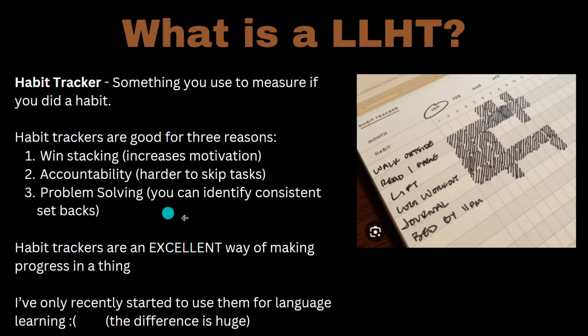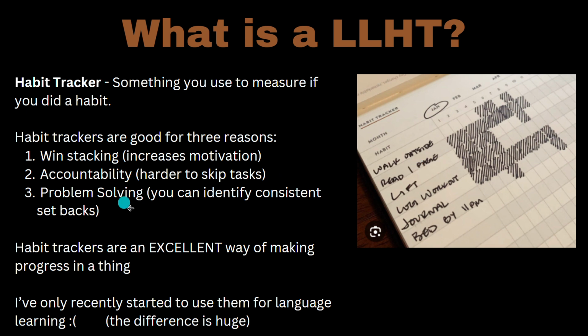Second reason why a habit tracker is good is accountability. It's much, much harder to skip tasks when you have them written down, not just in a to-do list, but in a habit tracker setup like this, where you can see that you've been ticking it for the previous days. And you're like, oh, do I really want to miss this day? Probably not. That makes it way harder to skip tasks, not just because it's harder to forget to do it, but also it's just a really good system for productivity.